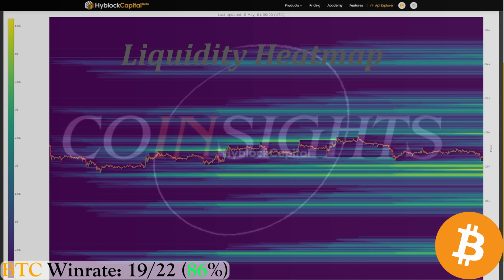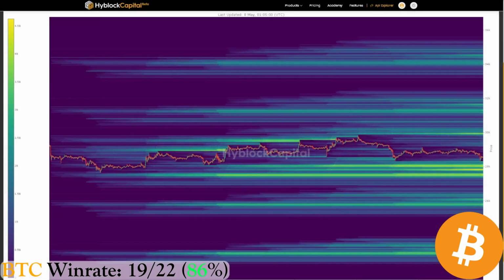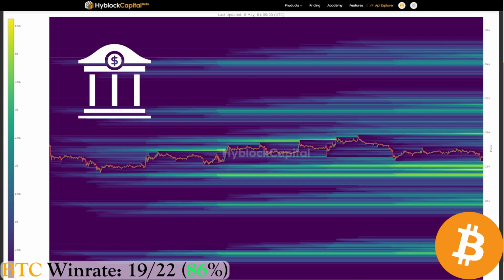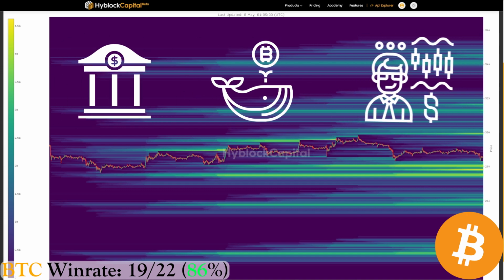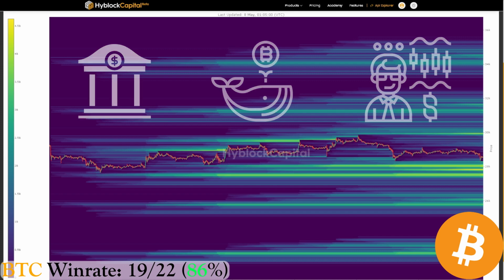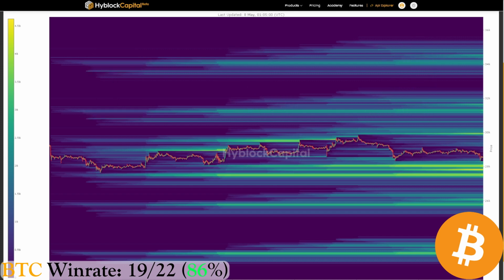So the first metric I wanted to go over was our liquidity heat map. And for those of you who are new to our channel, we like to trade alongside large institutions, whales, and larger investors. And when these traders want to place their orders, they require a substantial amount of liquidity. Therefore, these areas of liquidity act as almost magnets for price action, as these are the most efficient and effective ways that smart money can move around their capital.